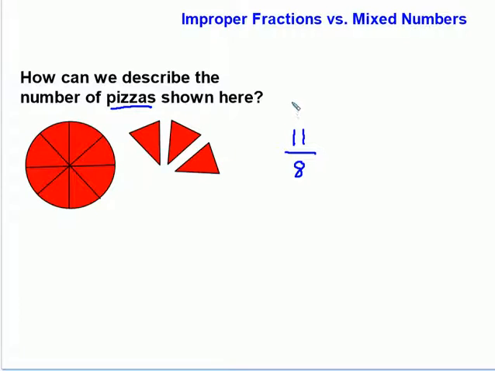Or we could represent it, I'll write IF above that. We could represent it as an improper fraction, or we could represent it as a mixed number. Now, as a mixed number, we have 1 whole pizza and then 3 pieces left over. So 1 whole pizza and then 3 pieces of an 8-piece pizza. We have a whole number on one side and a fraction on the other side, and that makes this a mixed number. It's got a whole number and a fraction.